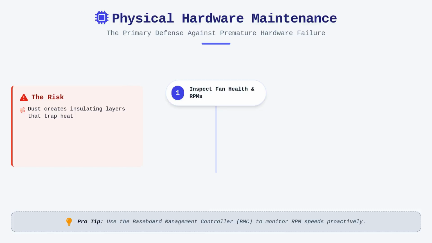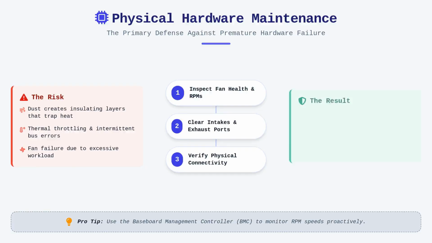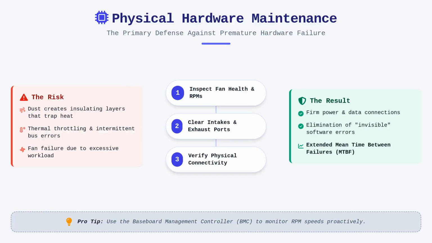While performing these inspections, it is a sound practice to verify that all physical power and data connections are firm, as heat cycling can cause cables to gradually migrate out of their seated positions. Ignoring the physical health of a server often leads to intermittent bus errors or thermal throttling that proves exceptionally difficult to diagnose via software alone. A systematic approach to physical cleaning and connection integrity directly extends the mean time between failures for your production hardware.